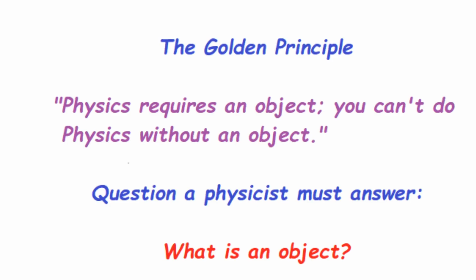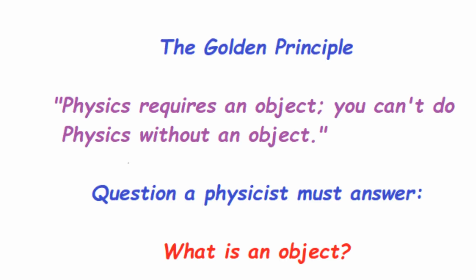So here's the golden principle. Physics requires an object. You can't do physics without an object. And so the next question you must answer, you're absolutely forced to answer, is what is an object for the purposes of physics? Are you saying that this is ontology? Are you saying that you're doing philosophy, you're doing semantics? No, you need to establish the foundations of physics.